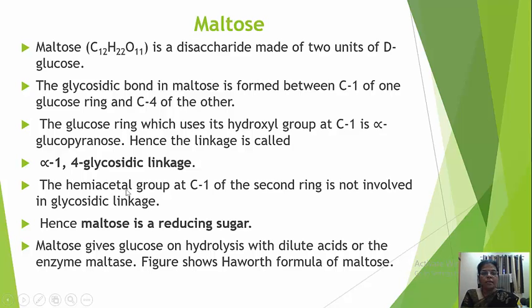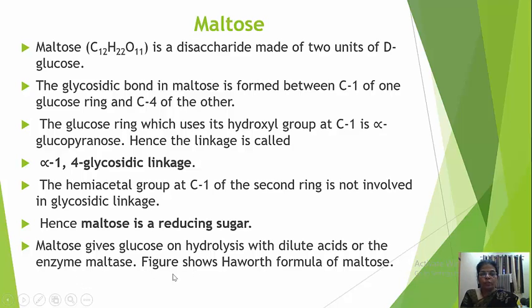The hemiacetal group at carbon number 1 of the second ring is not involved in glycosidic linkage. Hence, maltose is a reducing sugar. Maltose gives glucose on hydrolysis with dilute acid or the enzyme maltase.